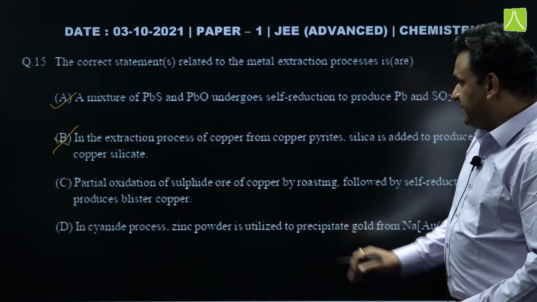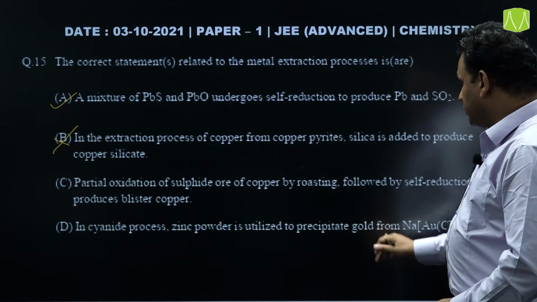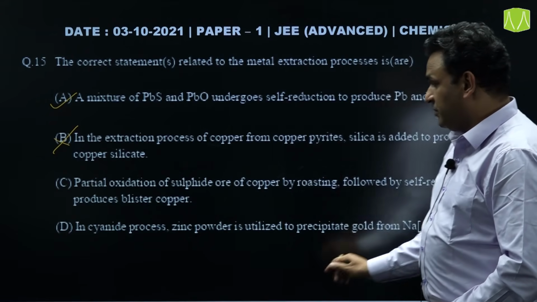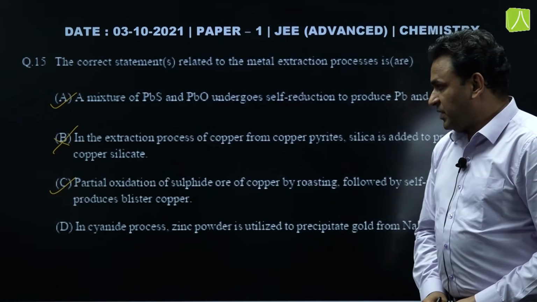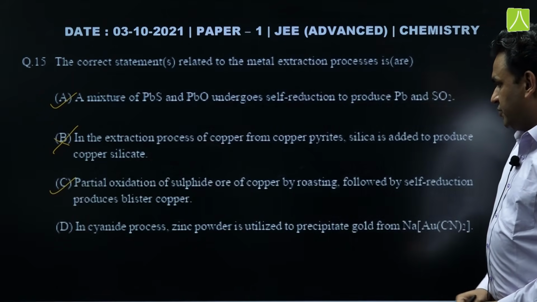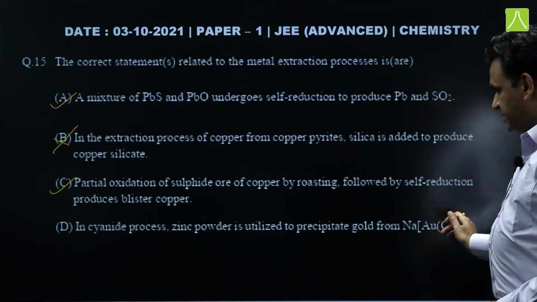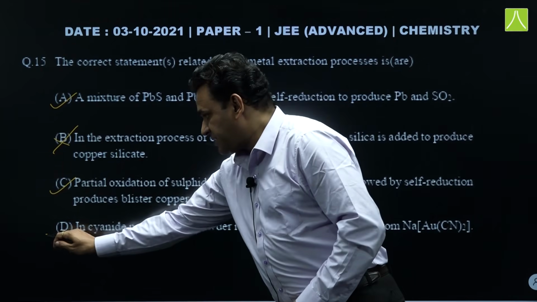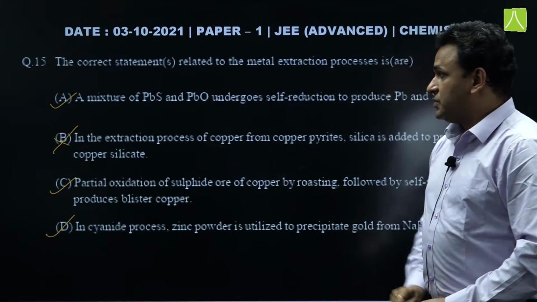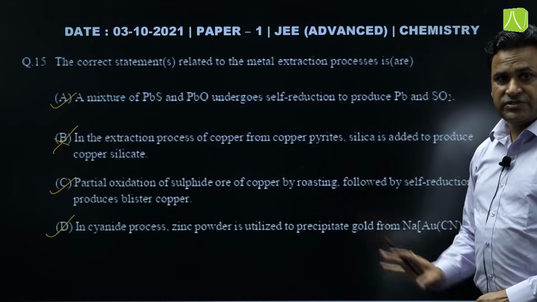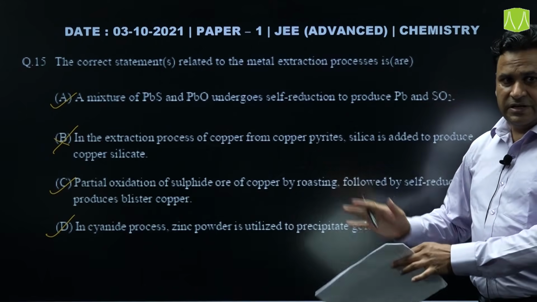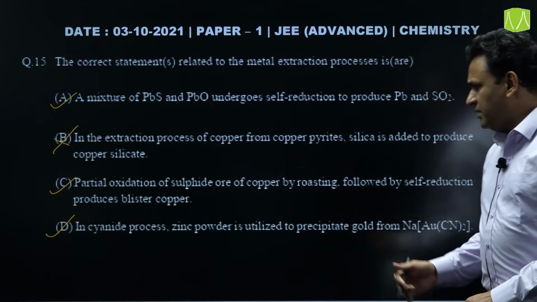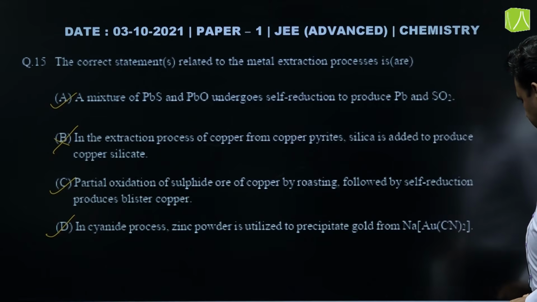Partial oxidation of sulfide ore of copper by roasting followed by self reduction, blister copper is produced. That is correct. In the cyanide process, zinc powder is utilized to precipitate gold from the dicyanidoaurate complex. That is also correct. So, A, C, D are the correct statements. This is a question from metallurgical extraction. These statements are known to us.